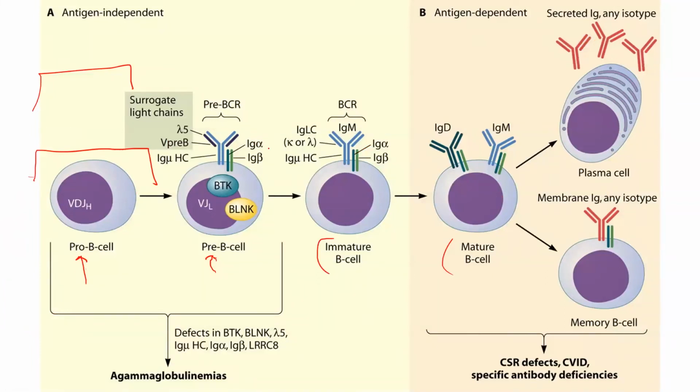What makes it a pre-B cell is we start producing our B cell receptor and the co-receptors that are there, which you do not need to really know. But just know that you start creating your B cell receptor. You also have a very important gene called BTK.